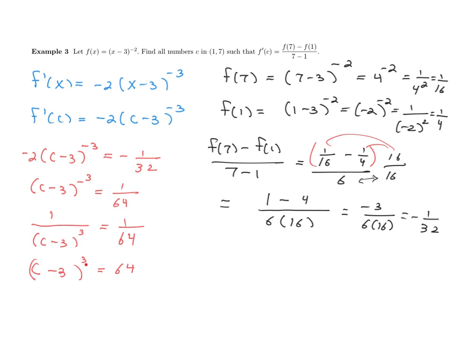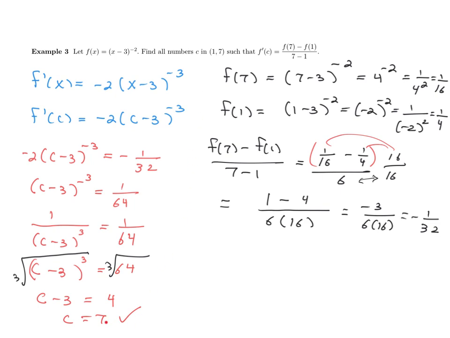To solve for c, I'm going to take the cube root of both sides. So if we take the cube root of the left and the cube root of the right, the cube and cube root will cancel. That's c minus 3. And the cube root of 64 is 4. And therefore, c is equal to 7. Fantastic. If this is true, we found every number for which it could be true, 7.